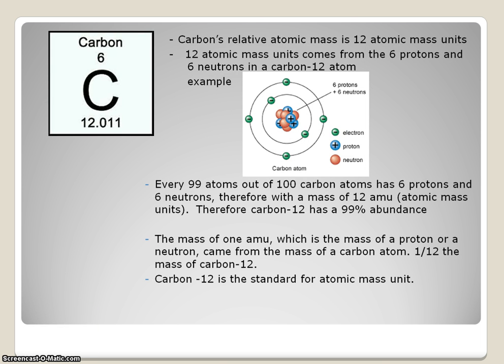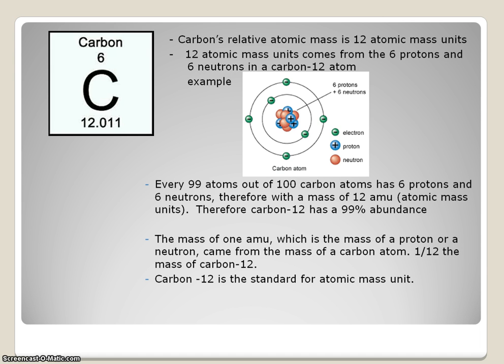Okay, so carbon's relative atomic mass is 12 atomic mass units. That's why the number is rounded to 12.011. Now, that's because carbon's atomic mass comes from 6 protons and 6 neutrons. So 6 plus 6 is 12. So in an atom of carbon 12, that means there's 6 protons and 6 neutrons. Now, carbon's unique because 99 atoms out of 100 carbon atoms have 6 protons and 6 neutrons. Therefore, the mass is 12 atomic mass units. Okay, therefore, carbon 12 is 99% abundant.